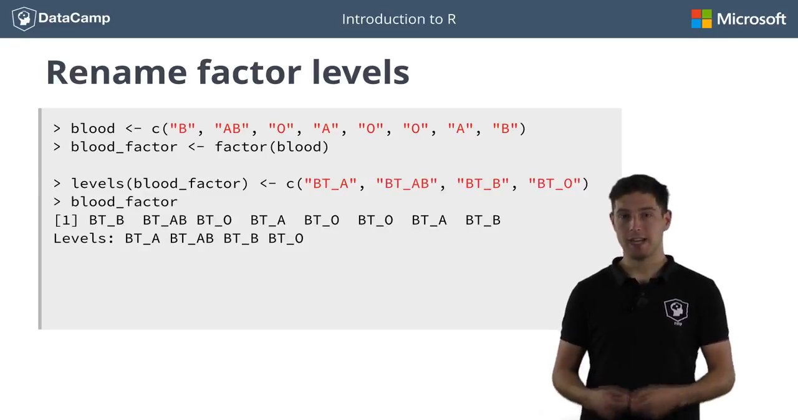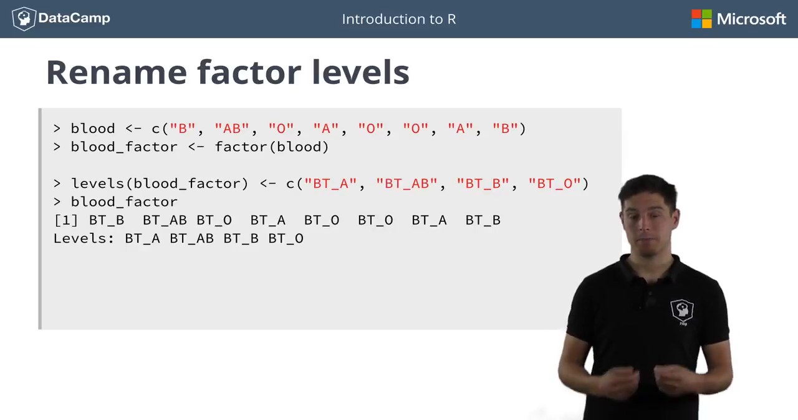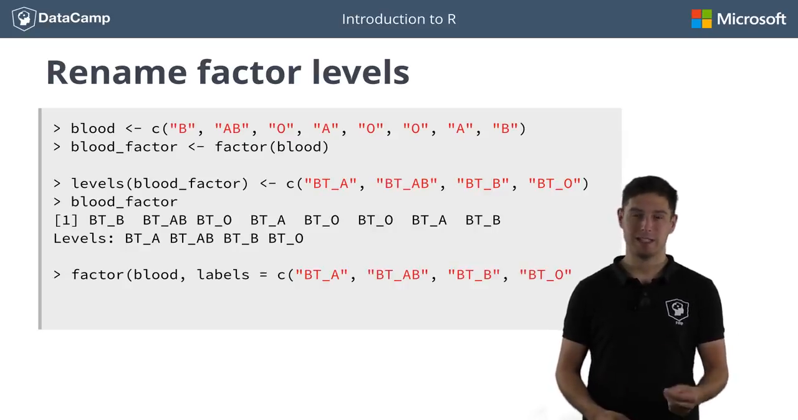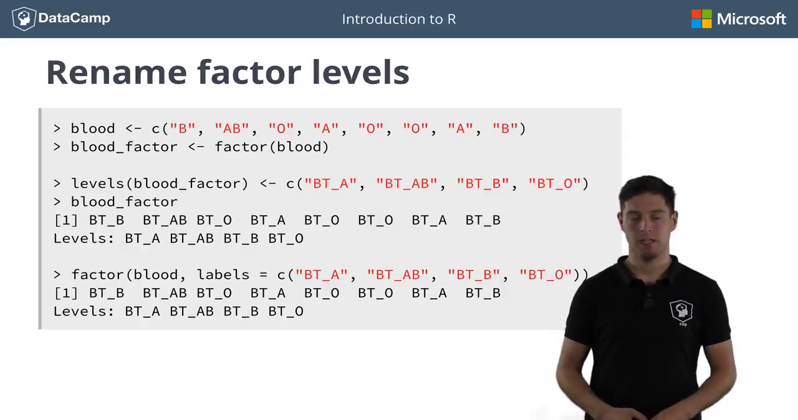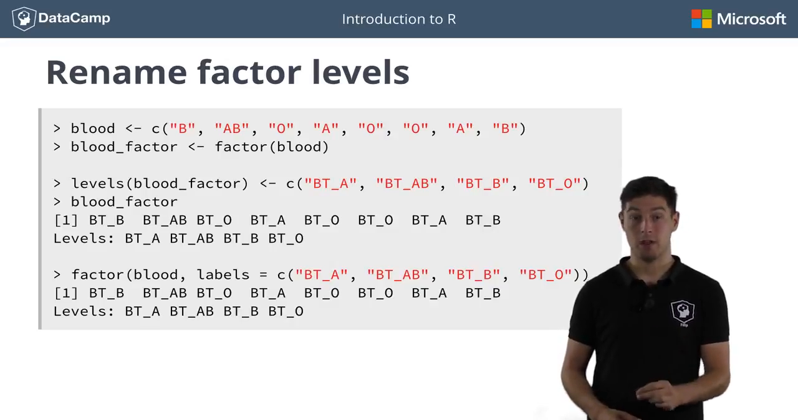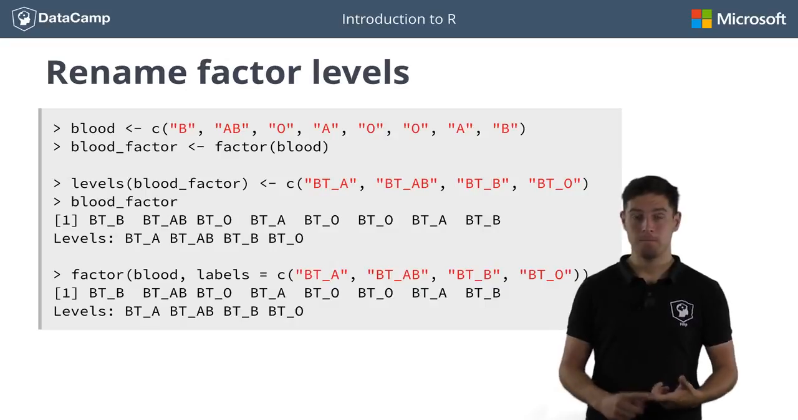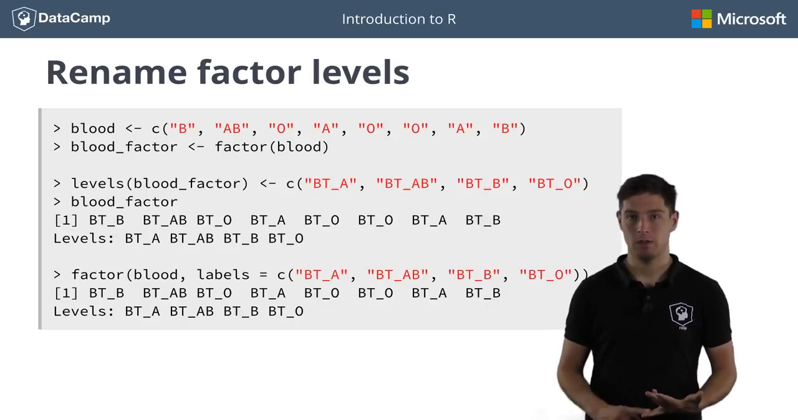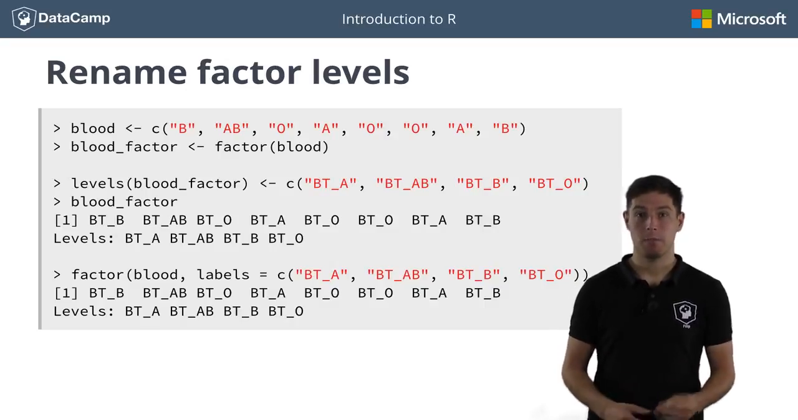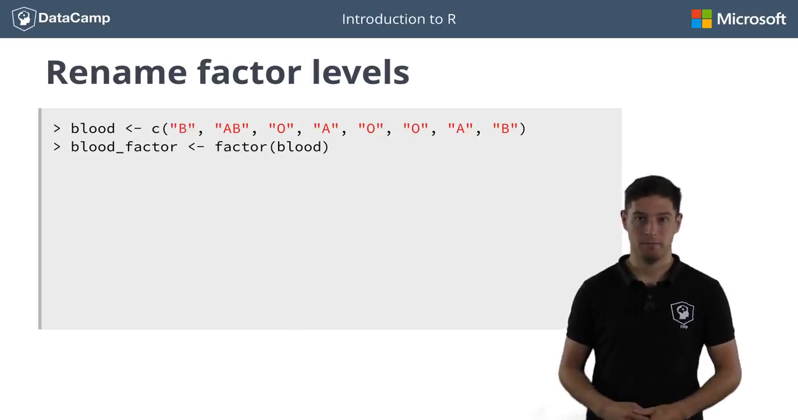You can also specify the category names, or levels, by specifying the labels argument inside the factor function. I admit it, it's a bit confusing. For both of these approaches, it's important to follow the same order as the order of the factor levels. First A, then AB, then B, and then O. But this can be pretty dangerous. You might have mistakenly changed the order.